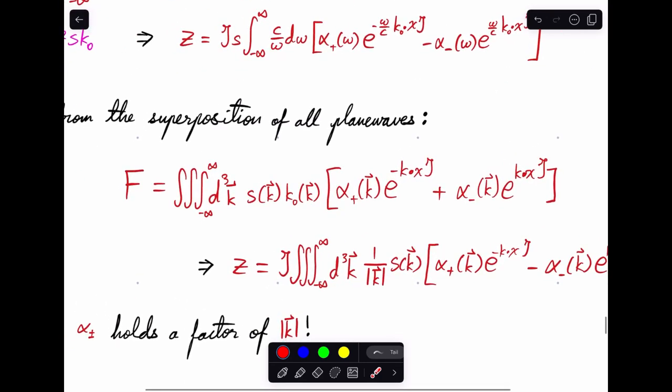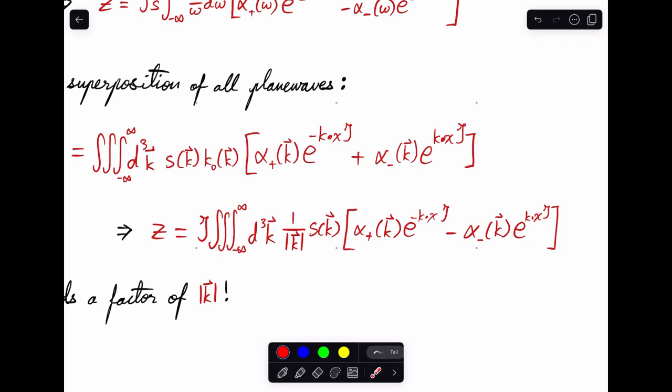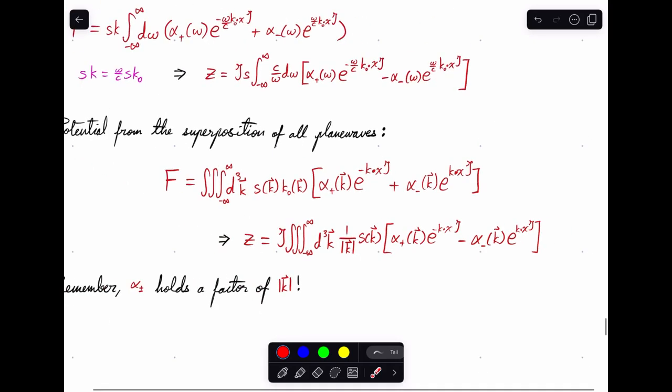Now for the superposition of all plane waves, this is the field f, the bivector field. Similarly, you want to not have k present down here, and you divide by the magnitude k because there is a factor of k in all these alphas. So when k comes down here, you want the magnitude of k to cancel with this magnitude. So that's what happens here.